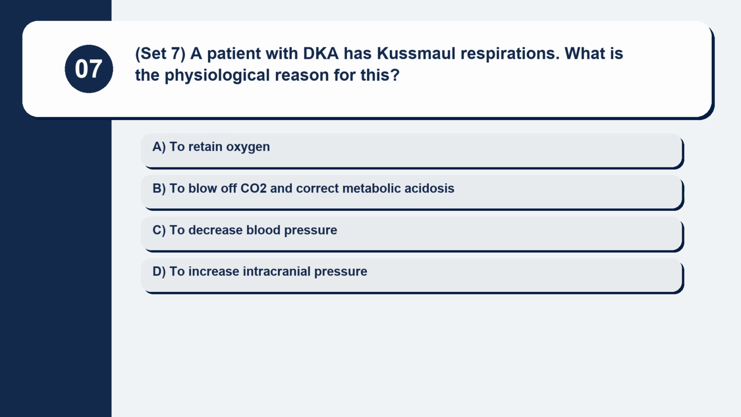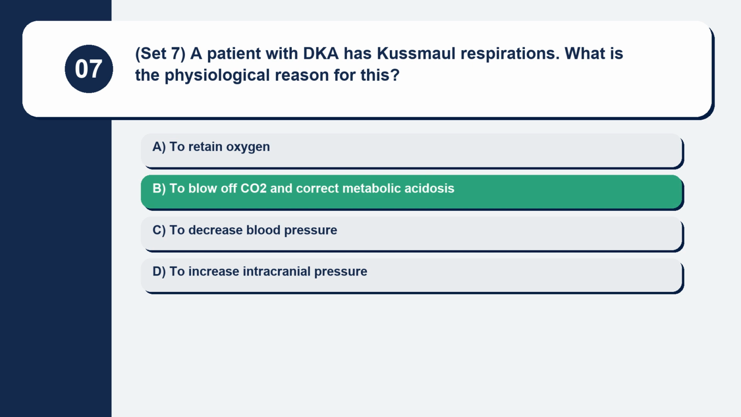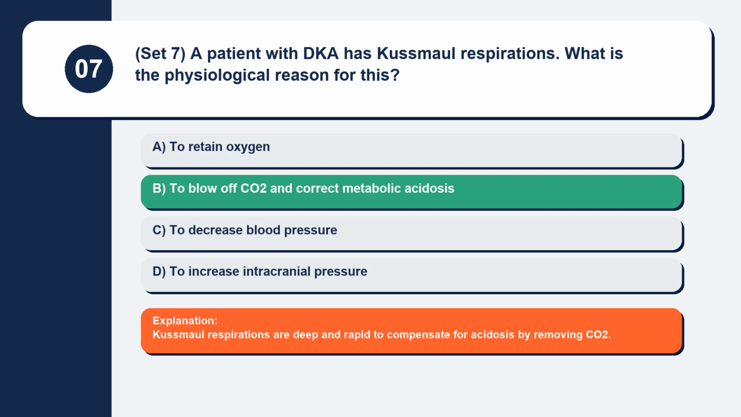Question 7. Set 7. A patient with DKA has Kussmaul respirations. What is the physiological reason for this? To retain oxygen, to blow off CO2 and correct metabolic acidosis, to decrease blood pressure, to increase intracranial pressure. Kussmaul respirations are deep and rapid to compensate for acidosis by removing CO2.